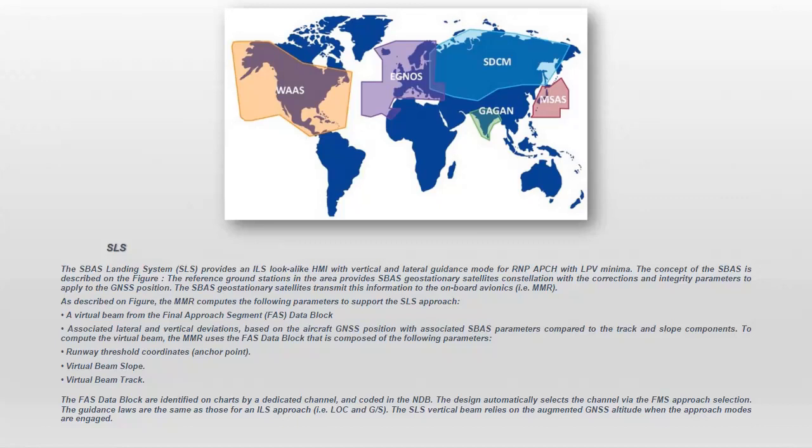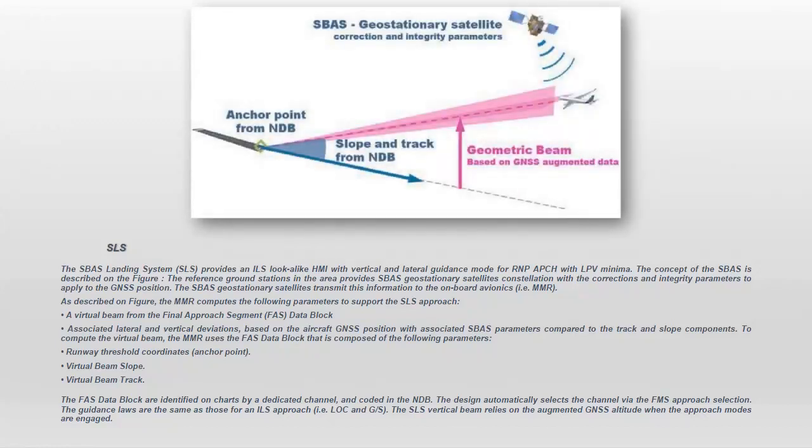As described on the figure, the multi-mode receiver computes the following parameters to support the SLS approach: a virtual beam from the final approach segment, FAS, data block, and associated lateral and vertical deviations, based on the aircraft GNSS position with associated SBAS parameters compared to the track and slope components. To compute the virtual beam, the multi-mode receiver uses the final approach segment data block that is composed of the following parameters: runway threshold coordinates, anchor point, virtual beam slope, virtual beam track.